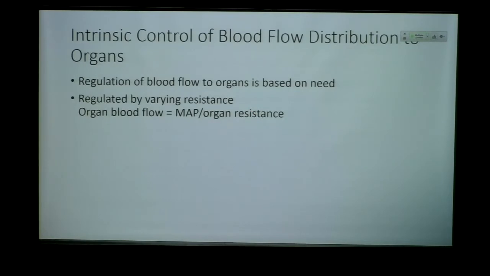So the way that we regulate blood flow to different organs in our body is based upon need. So think about you running away from a threat, right? You're in fight or flight mode. Which of your vascular beds, which of your capillary beds do you think should get more flow? What type of organs? Your muscles. I'm hearing muscles, right? What else?